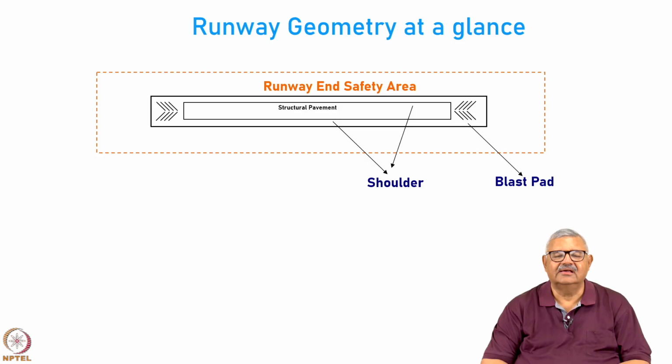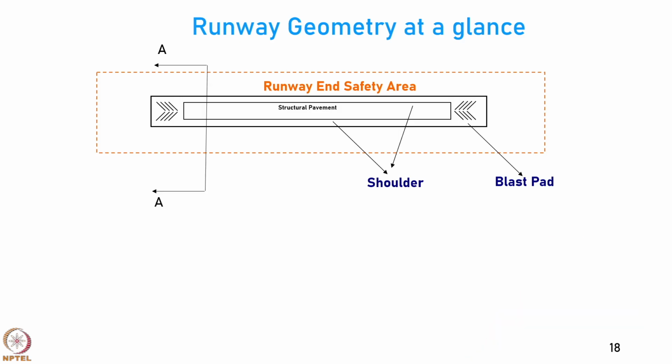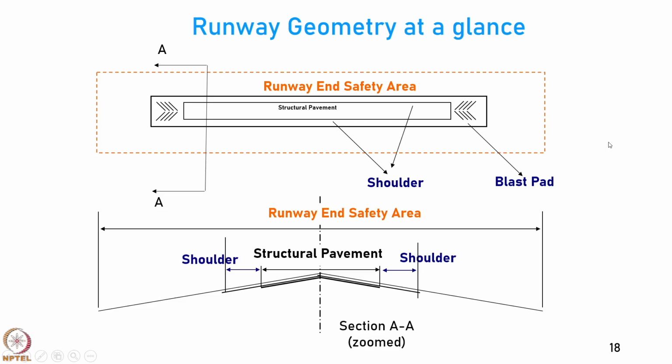So, at a glance, here is a runway geometry. You have the end safety area, you have the pavement, and you have blast pad at both ends, and also you have the shoulder. If you take a cross section of the runway and zoom in, you will see that the structural pavement is not flat. It normally has a small inclination on both sides from the center line. This is to allow water to drift away and not accumulate at the runway. Even the shoulder has been given a small angle in this particular section.